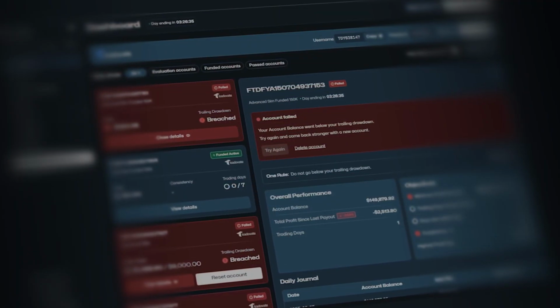gains. But here's the key. If you ever fall below that floor, your account fails immediately. It's designed to let you keep climbing higher while ensuring you can never give back all your progress. Think of it as a safety net that moves up with you, but if you fall through it, the game is over. Now, a very important piece of information about that.